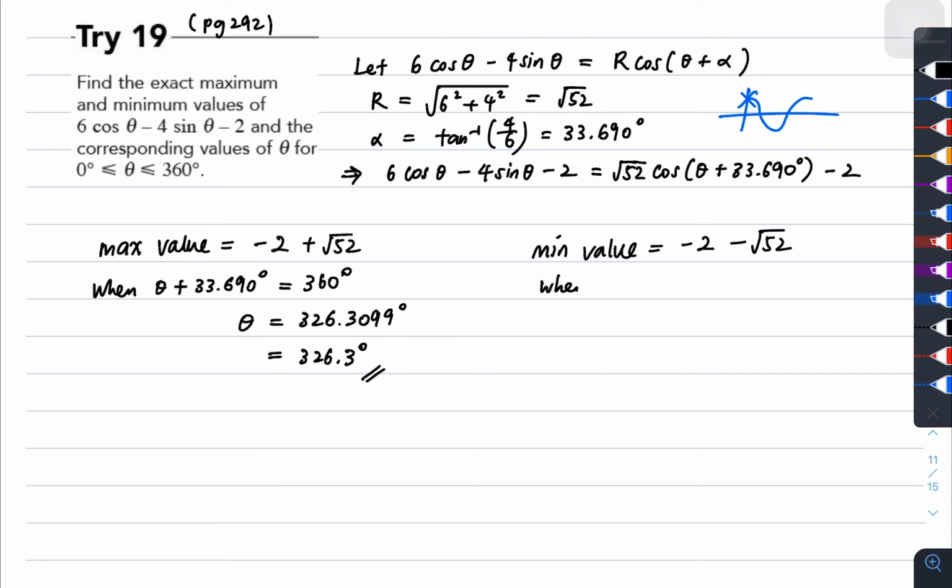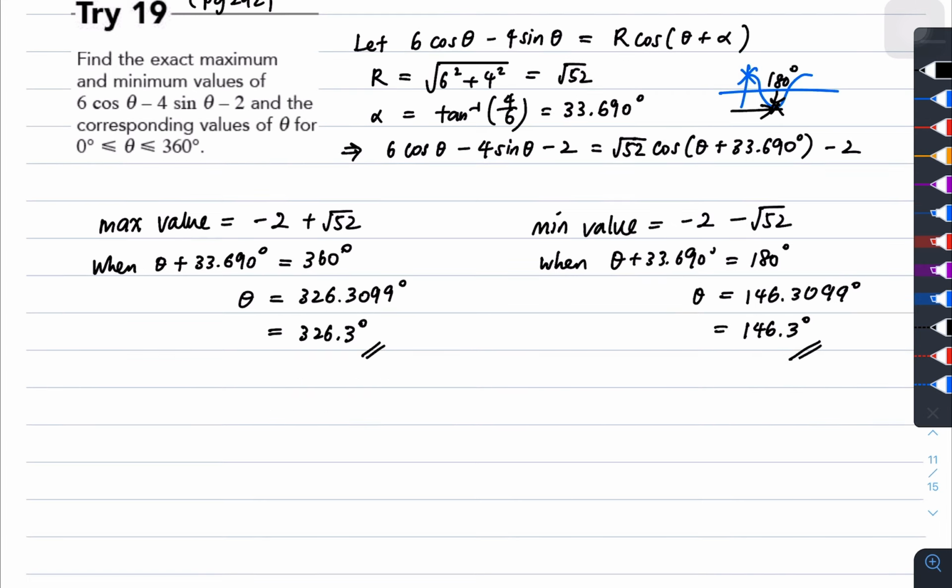Then what about the minimum value? It happens when the angle inside the cosine function is equal to 180 at the minimum value. So theta will be equal to 180 minus 33.690. Sorry, let me write this completely, 33.6900 again. So this would be 146.31 degrees, which is 146.3 degrees like this.